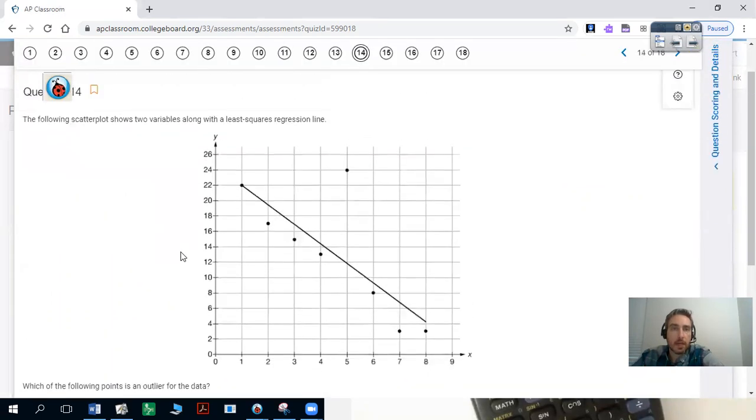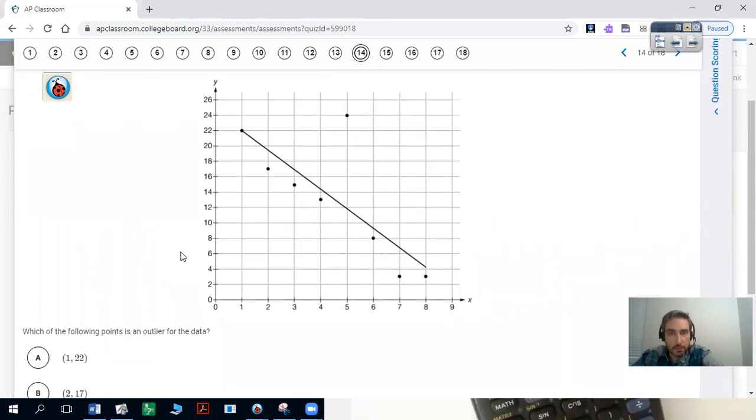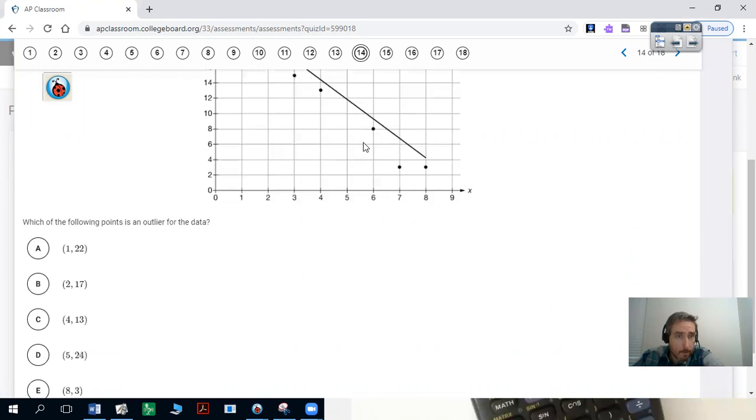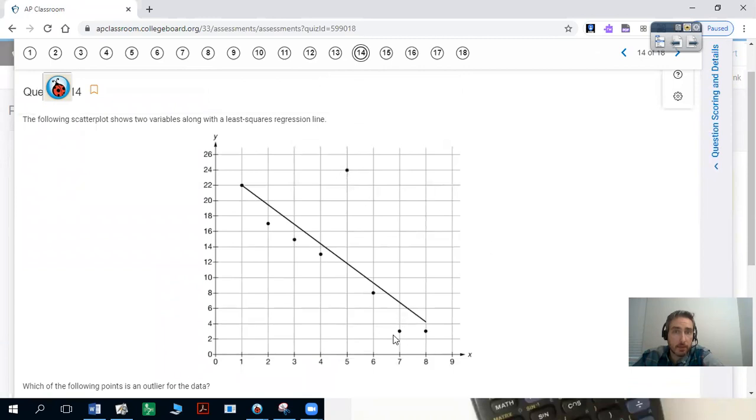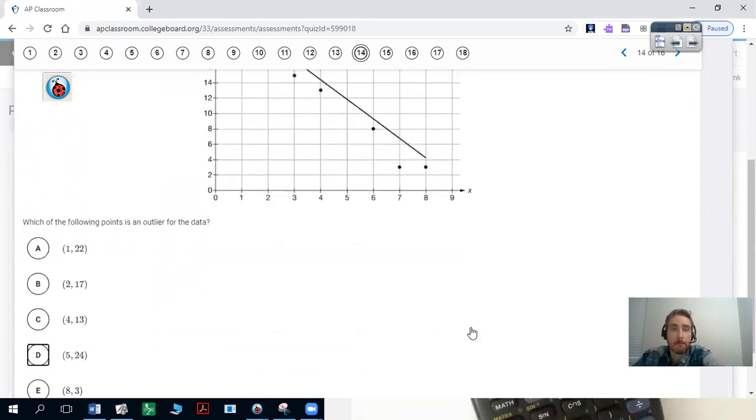The following scatter plot shows 2 variables along with a least squares regression line. Which of the following points is an outlier for the data? Well, it's pretty obvious to me that this point right here is an outlier. So that would be 5,24. Yeah, that's 5,24, that's an outlier. Everything else is pretty close to the line. All right, number 15.